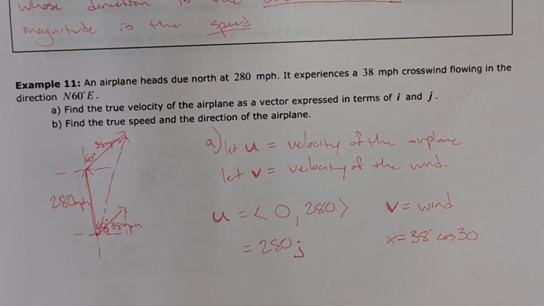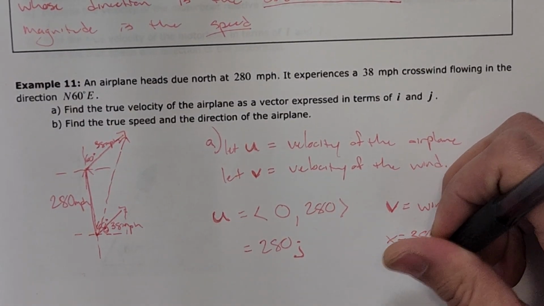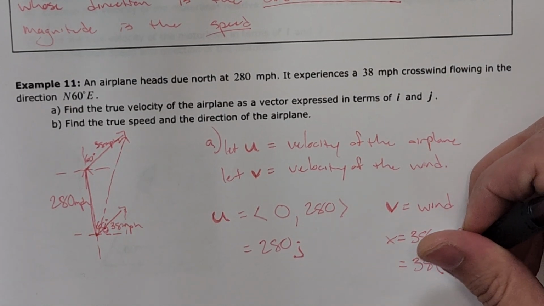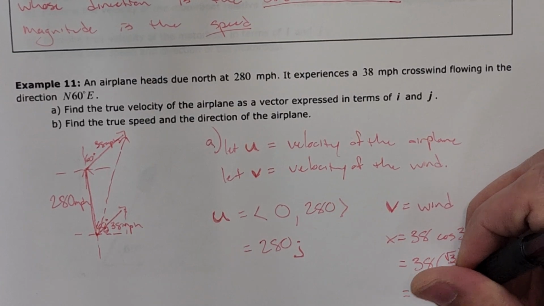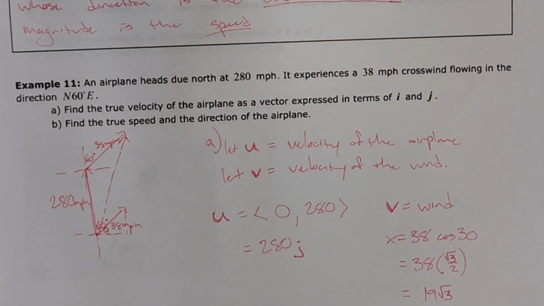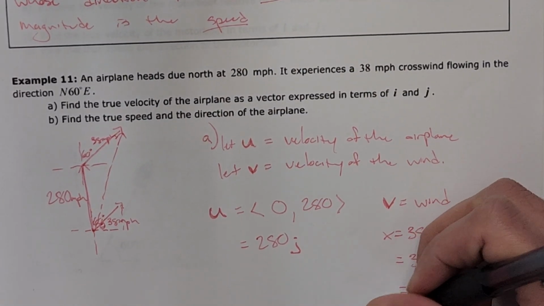Okay, so in this case, we know the cosine of 30 is the square root of 3 over 2. And so we have 38 times the square root of 3 over 2, which is equal to 19 square root of 3. And so the horizontal component for the wind has a magnitude of 19 root 3 miles per hour. Now we need to find the vertical component, y.